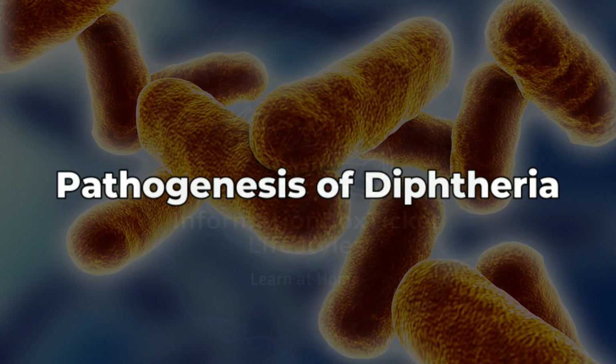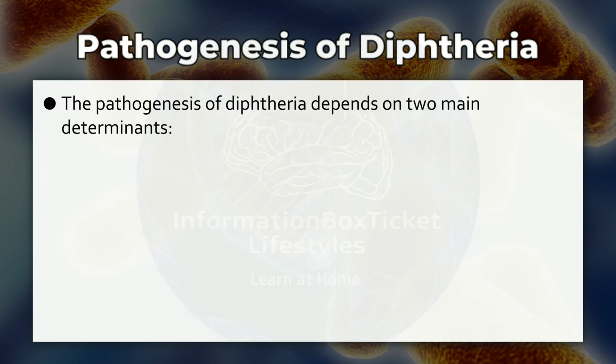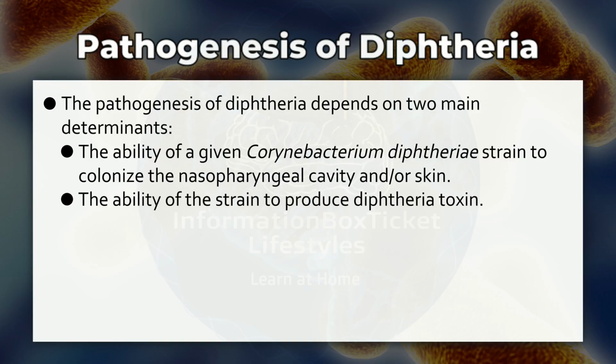Pathogenesis of diphtheria. The pathogenesis of diphtheria depends on 2 main determinants: the ability of a given Corynebacterium diphtheriae strain to colonize the nasopharyngeal cavity and/or skin, and the ability of the strain to produce diphtheria toxin.